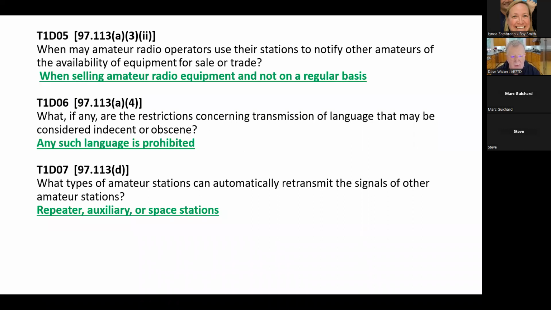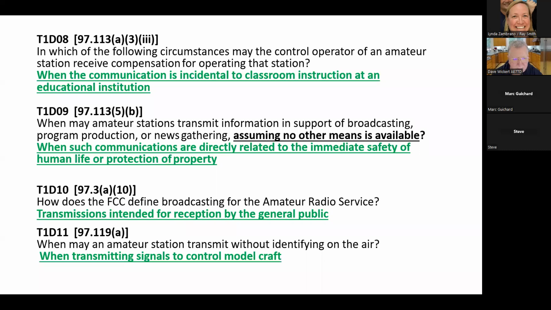Are there amateur radio stations that can automatically retransmit the signals of other stations? Yes, you can. And this is probably one of the biggest features of amateur radio, is that we have a very, very extensive infrastructure of stations out there that will retransmit signals: repeaters and space stations.